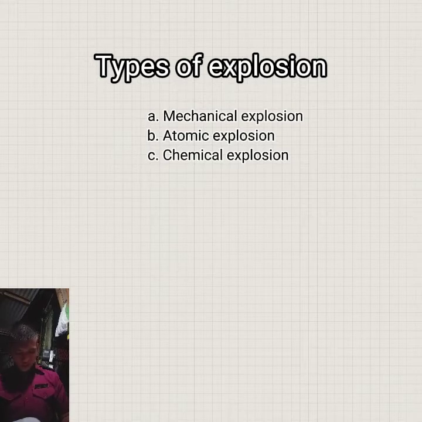The second one is atomic explosion. Atomic explosion results from atomic transformation. And the last one is chemical explosion, wherein the source of energy comes from an explosive substance such as gunpowder, produced through the extremely rapid transformation of the unstable substance accompanied by the formation of heat.